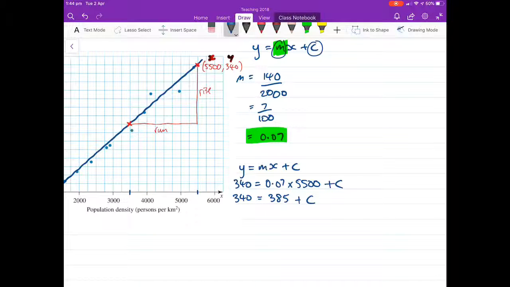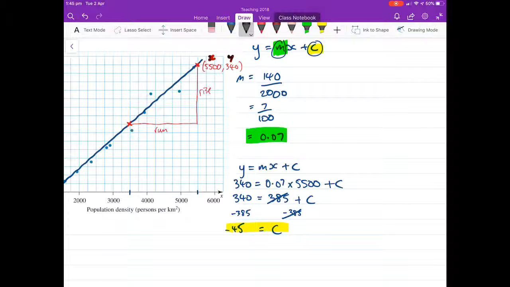So we just simplified it before we start trying to solve. I'm going to take 385 from both sides. That will cancel out here, and I'm left with c. 340 take 385. We're actually going to get a negative answer here of minus 45. That's our second component, which is the c up here.